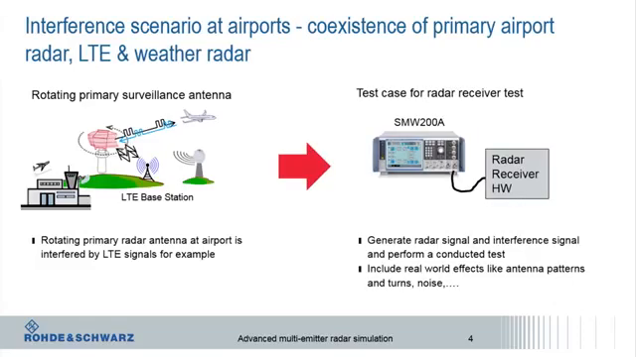In order to test this, you must generate this environment. You can generate the radar signals and the interference signals together and perform a conducted test. So you can include real-world effects like antenna patterns, antenna turns, noise. Once the signal is created, you can inject it into your radar receiver hardware directly and test if it can still detect the radar returns from the aircraft.